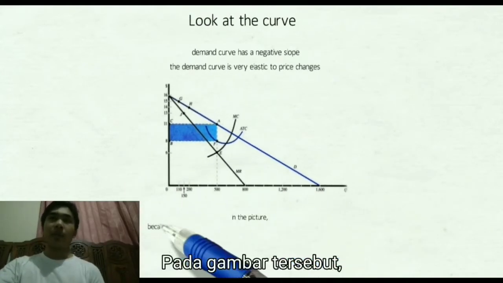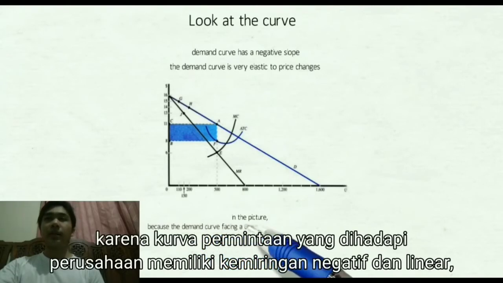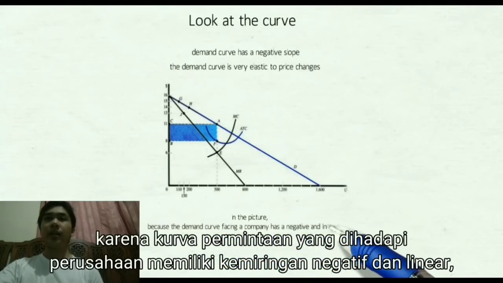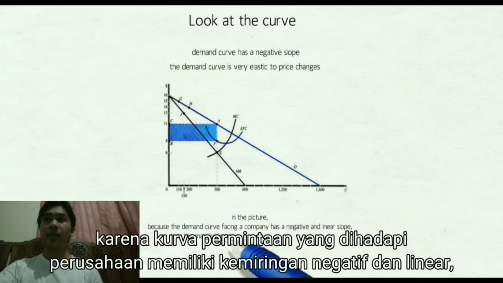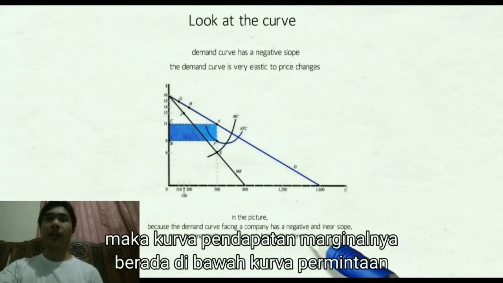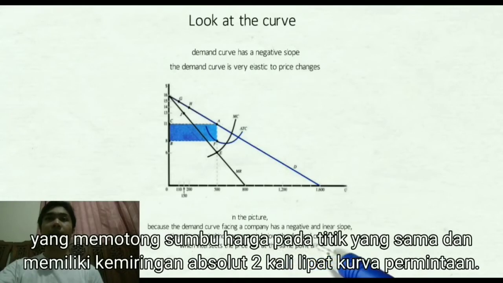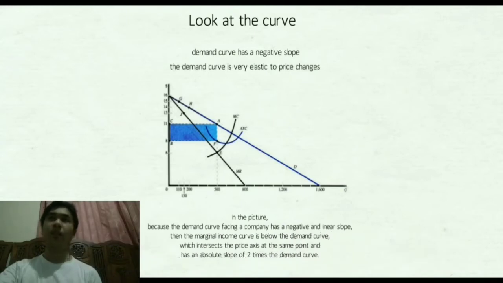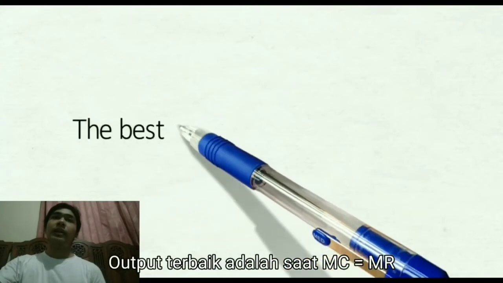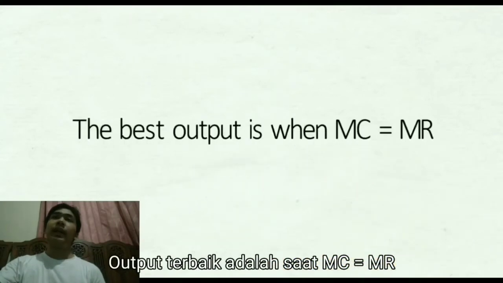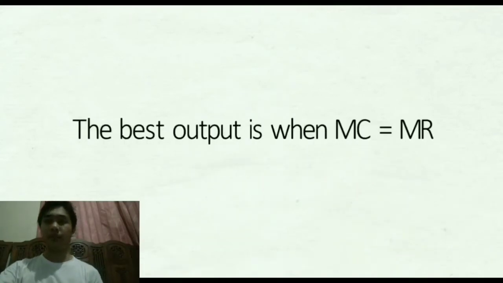In the picture, because the demand curve facing a company has a negative and linear slope, the marginal revenue curve is below the demand curve, which intersects the price axis at the same point and has an absolute slope of 2 times the demand curve. The optimal output is when MC equals MR.